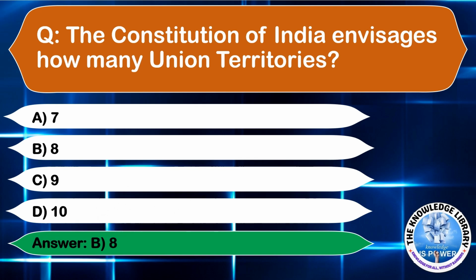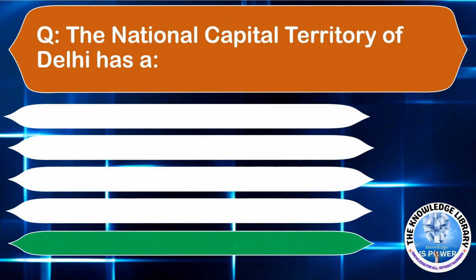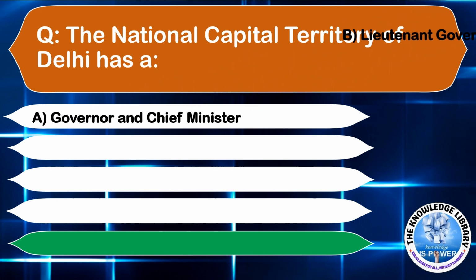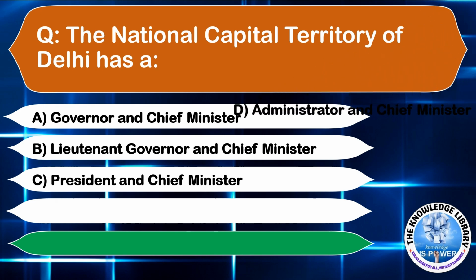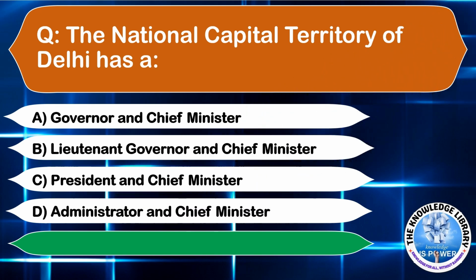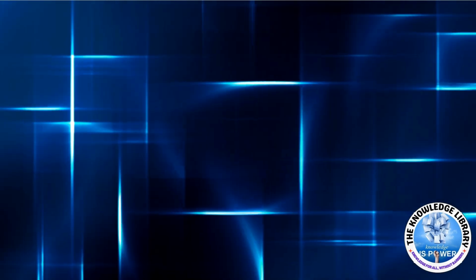The next question is, the National Capital Territory of Delhi has a option A Governor and Chief Minister, option B Lieutenant Governor and Chief Minister, option C President and Chief Minister, option D Administrator and Chief Minister. Correct answer is option B Lieutenant Governor and Chief Minister.